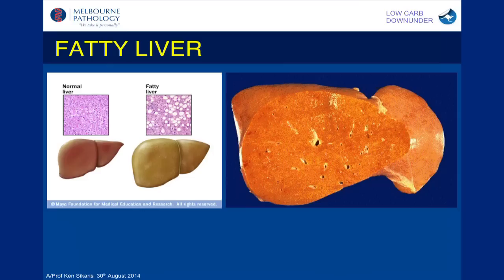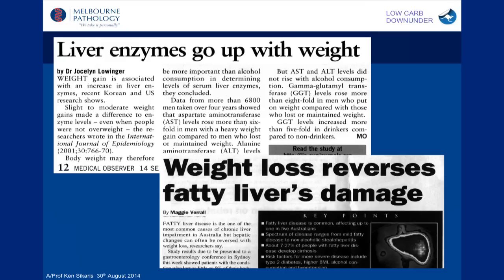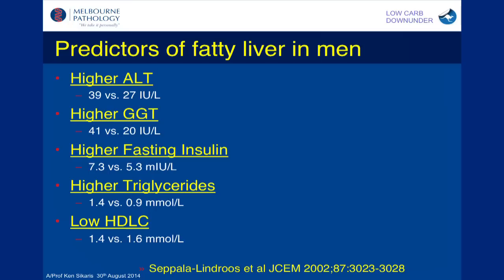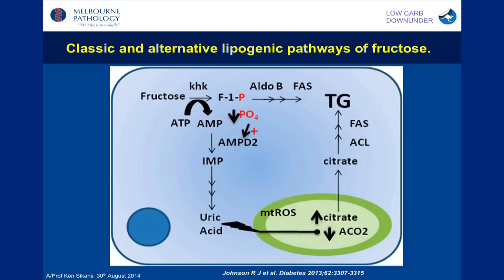Fatty liver. So normally the liver looks sort of red and hard like that. In the fatty liver, which occurs in 20 or 30% of Australians, that's what it looks like. And we can test for fatty liver just by measuring some liver enzymes, the raised ALT or raised gamma GT. And what does fatty liver correlate with? A triglyceride level of 1.4 means you've got a fatty liver. A triglyceride level of 0.9 means you don't. A HDL above 1.6 means you probably don't.